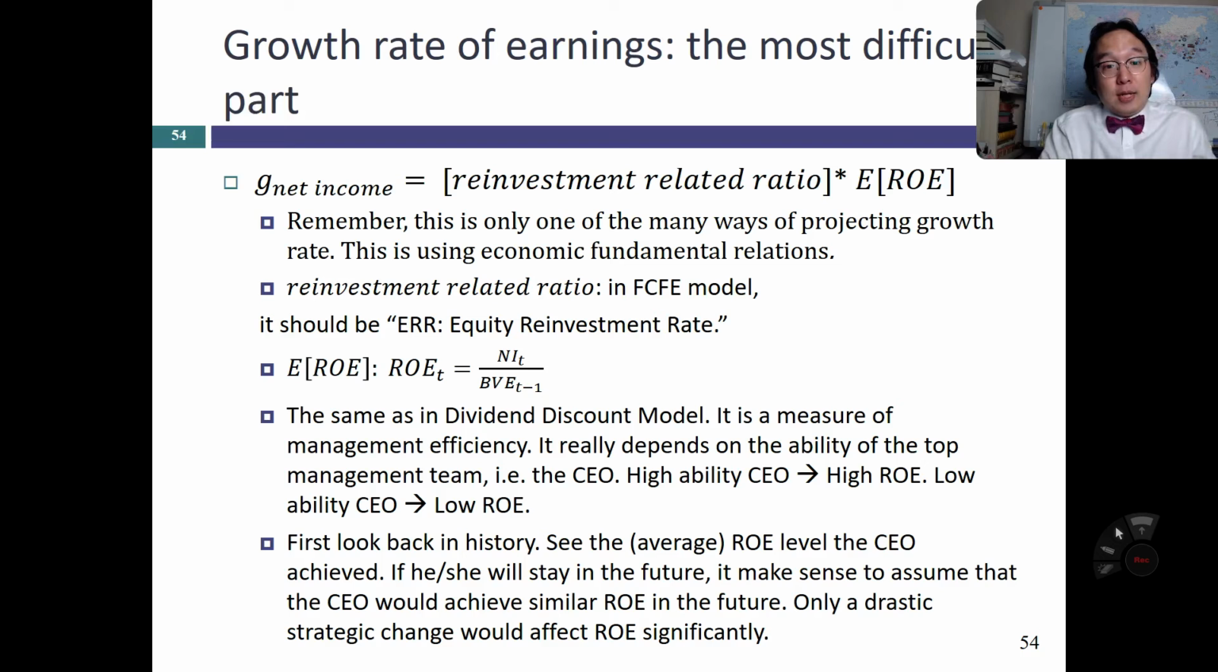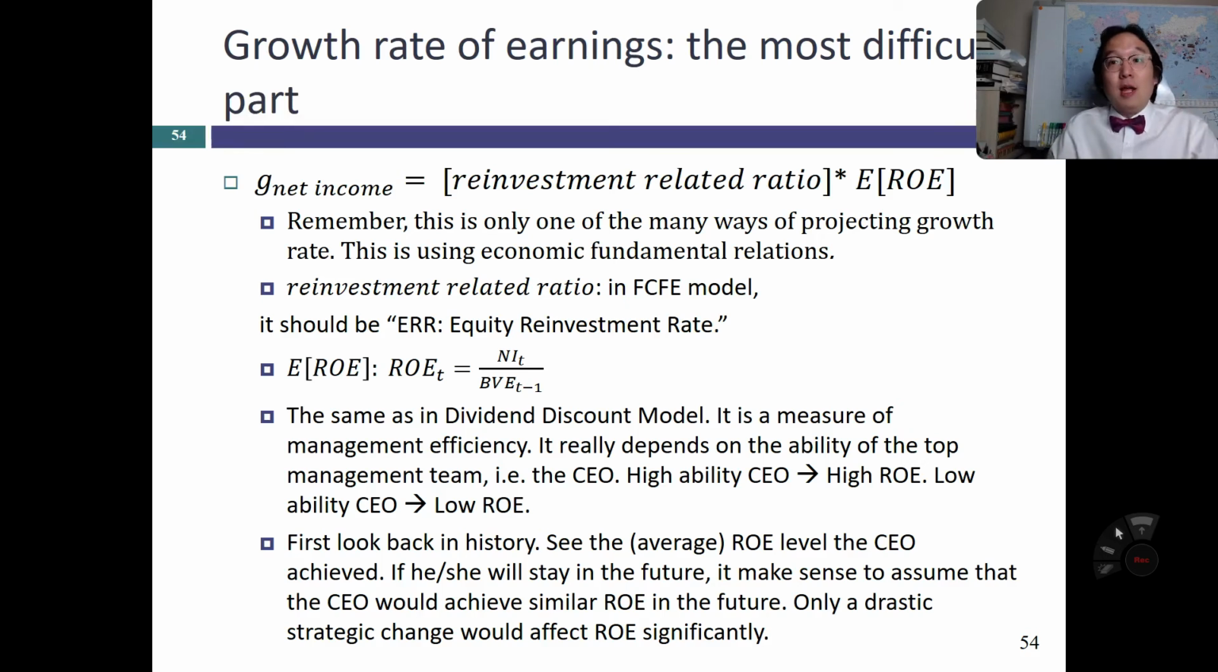Now, this ROE is the same as in the dividend discount model. It is a measure of management efficiency. ROE really depends on the ability of the CEOs and the top guy over there, right? The top guy, CEO or 회장님, or 부회장. First, look back in history to have some solid understanding of ROE, right? You cannot randomly throw out any random ROEs over there. You have to have some backup, right?